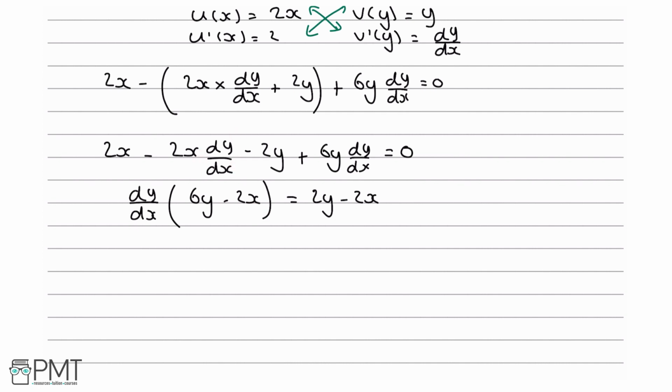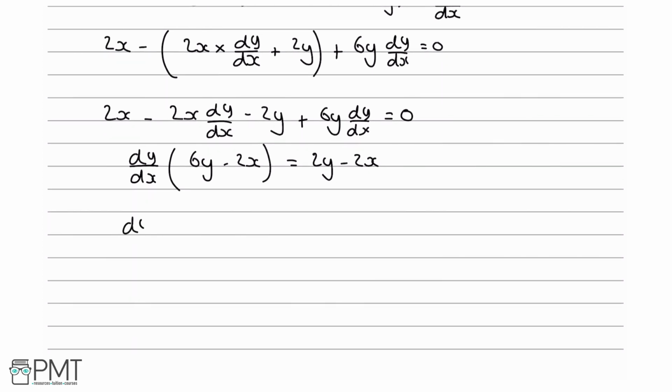And then I've taken dy by dx out as a factor. And then on the other side, I've moved minus 2y plus 2x to the other side to get 2y minus 2x. Okay? From here, we can say that dy by dx equals 2y minus 2x over 6y minus 2x. Now notice we can divide everything by 2 to simplify it. So we say therefore dy by dx equals y minus x over 3y minus x.